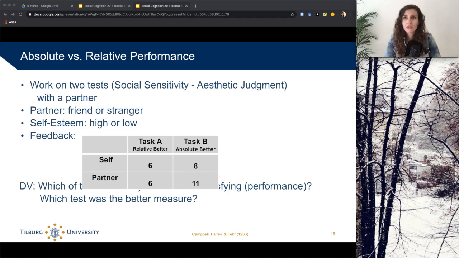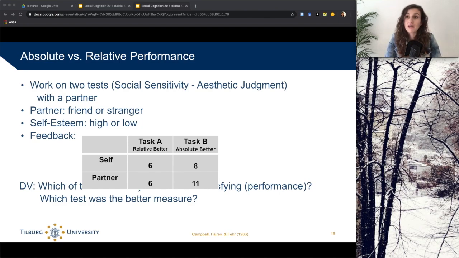You remember there were 2 tasks, right? And they received the feedback for the first task that they had performed, a 6, and their partner had scored also a 6. So there they had relatively performed well, right? So compared to the other, to the partner, oneself is relatively better in this task than in the other task.